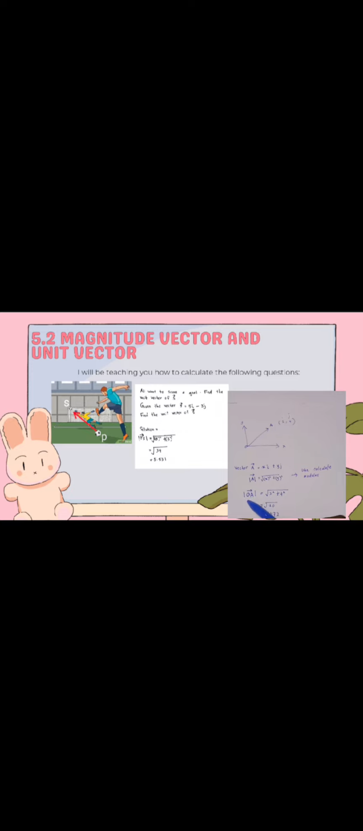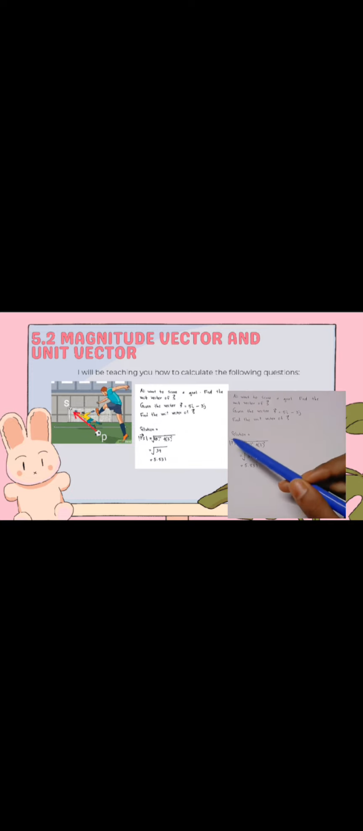Okay, next. O to A equals square root of 2 squared plus 4 squared. So we get square root of 20. So the answer is 4.472. Okay, now we go to our question. Ali wants to score a goal. Find the unit vector of S. Given the vector S equals 5i minus 3j, find the unit vector of S.